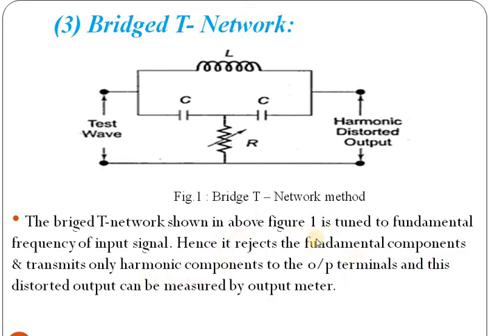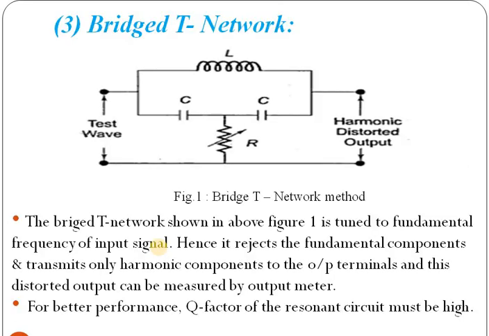So in this way, the corresponding harmonic distortion can be measured by means of the meter across these output terminals. So in this way, we can measure the harmonic distortion by means of this bridge T network. One application of this bridge T network is shown in the next slide. At the same time, for better performance, the Q factor of the resonance circuit must be high. So for better performance of this bridge T network, the Q factor of the resonance circuit must be high.